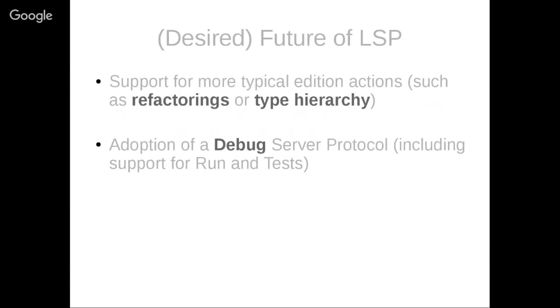So for the future of the language server protocol, here are the two things I would like to see resolved in the next 6 months. I'm not the one who decides what gets resolved, but I will try to lobby at least. One is support for refactorings and type hierarchy, and the other is to initiate a proper debug protocol that works just as well as the language server protocol, but for debug. And that will also support running applications and also test notifications.